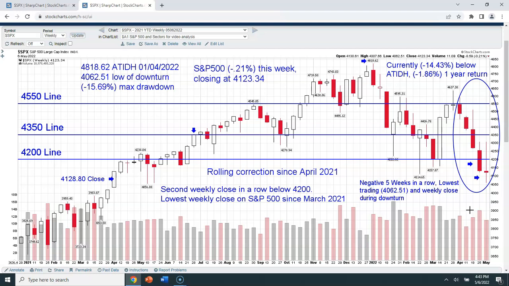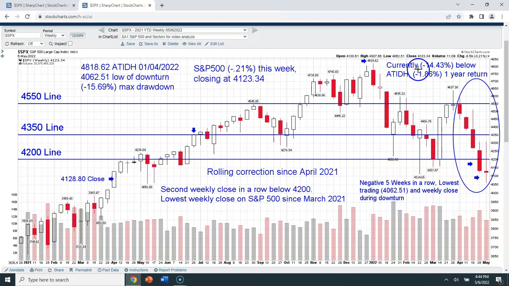So it shouldn't surprise us if we have a little bit of a relief rally over the next week or two, maybe gets us back to close to that 4,200, or basically slightly over the 4,200 level. It's completely possible. But any counter-trend move does not change the fact that we're in a downtrend.